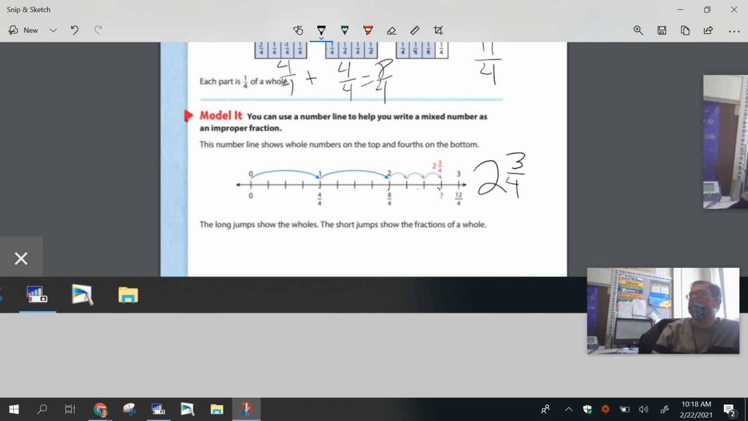Questions on that? Yes. Often the 2 has to be variable, so you know it's the whole number. Any questions on this page?